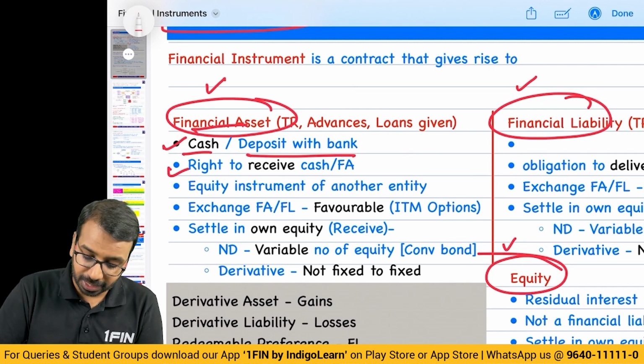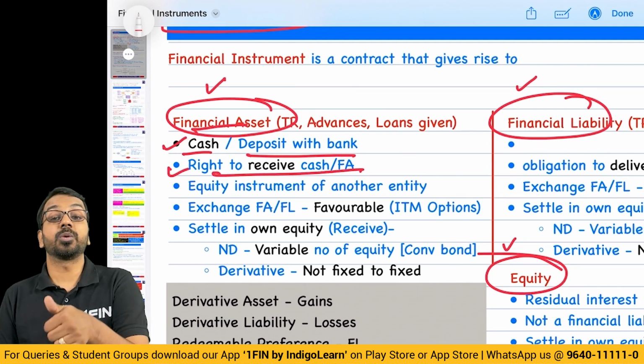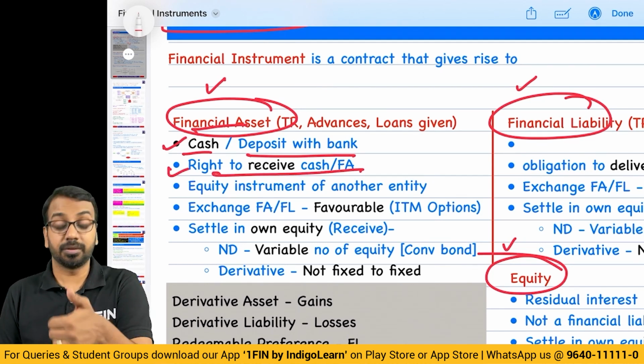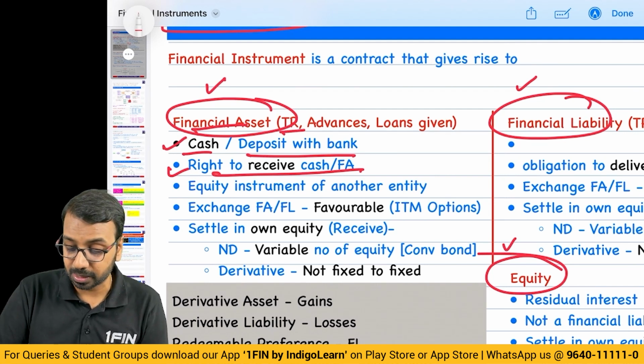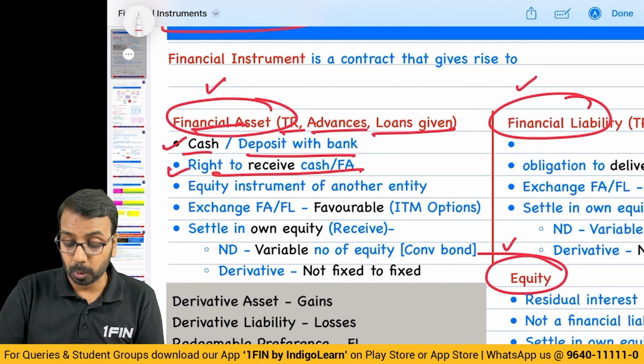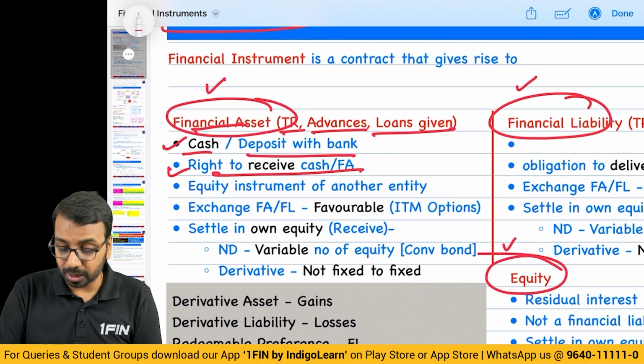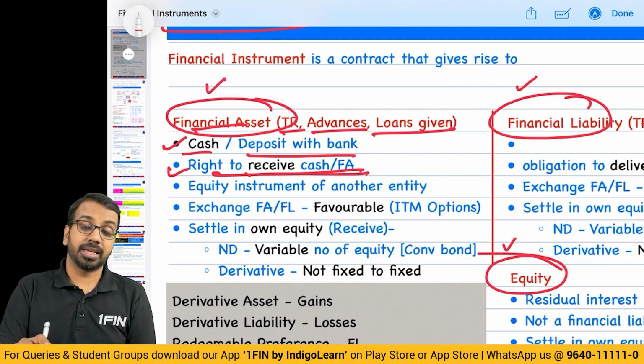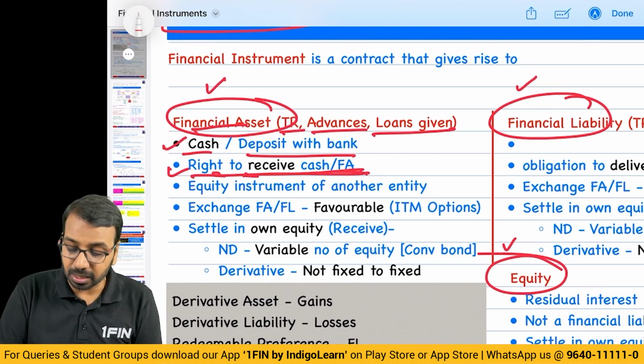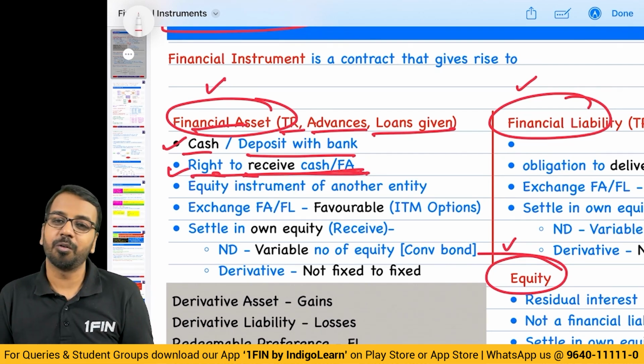Then if you have a right to receive cash, it also is a financial asset. If you have a right to receive cash, for example, from trade receivables, advances given to others, loans given to others, if you have a right to receive cash, it is a financial asset. If you have a right to receive another financial asset, then also it is a financial asset.